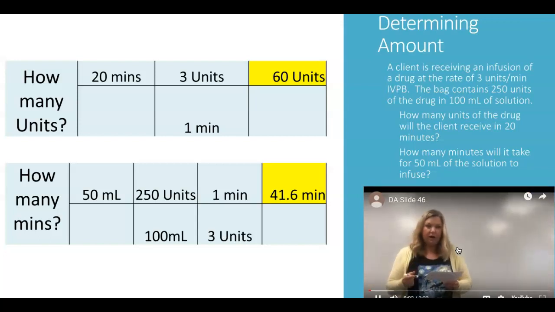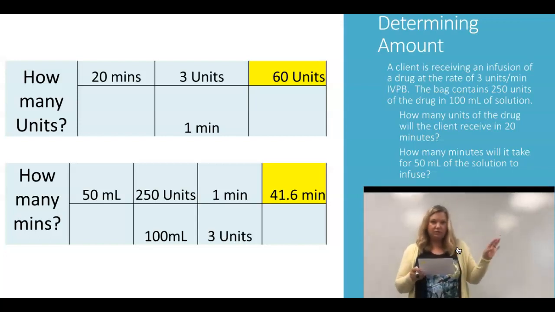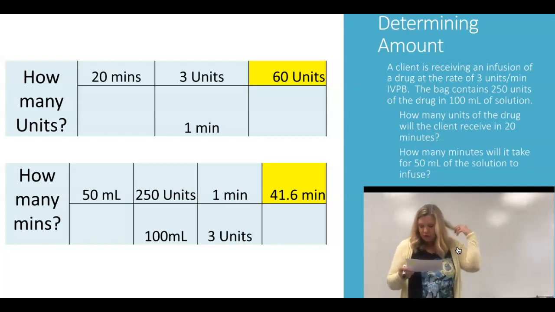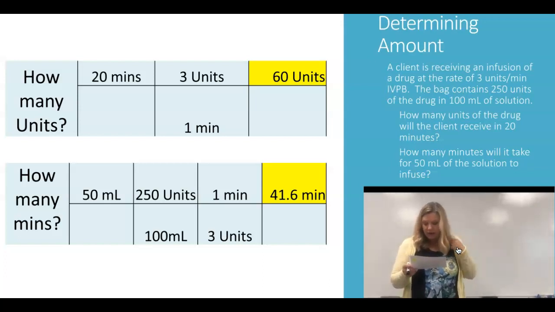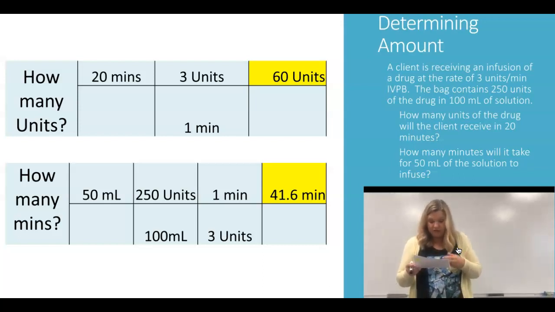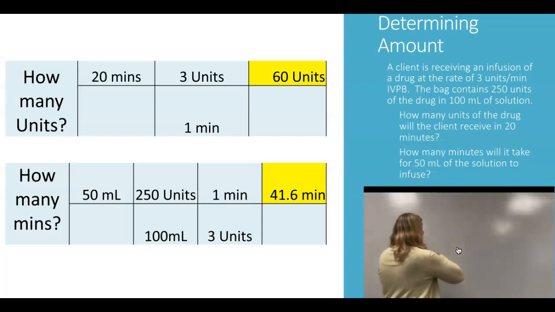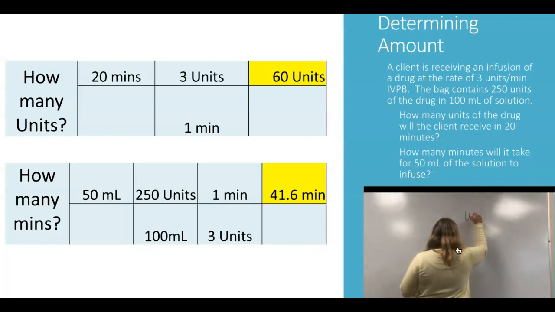Slide 46. Now we're going to talk about units, and I know we've used those before. Remember, it's just an expression of measurement, okay? Our question says, a client is receiving an infusion of a drug at the rate of 3 units a minute. IV piggyback. The bag contains 250 units of the drug and 100 milliliters of solution. So that's our concentration. The question first asks us, how many units will the client receive in 20 minutes? So I'm solving for units by itself. I want to know how many units.